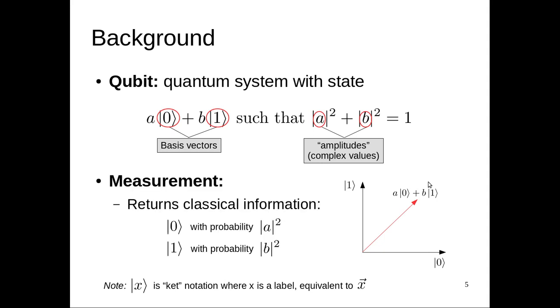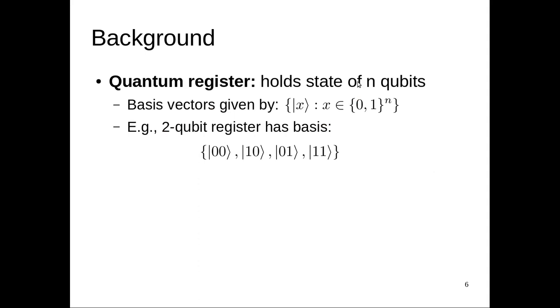When we measure a qubit, we are returned with classical information. Upon measuring a qubit, we get the state 0 with probability a squared and state 1 with probability b squared. A quantum register holds the state of n qubits. The basis vectors for a quantum register are given by this expression, which in the case of a two-qubit quantum register will be these states here: 00, 01, 10, and 11.